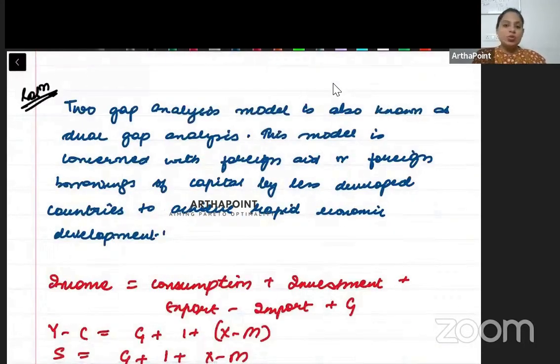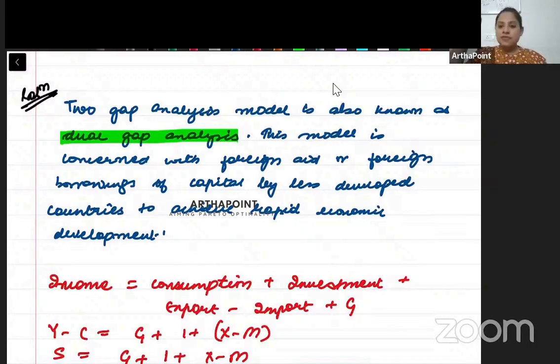See, the two gap analysis, it is also known as the dual gap analysis. So this is also called as the dual gap analysis. This model basically tells you that if any developing country or underdeveloped country wants to grow, then it must get some help from the developed country.